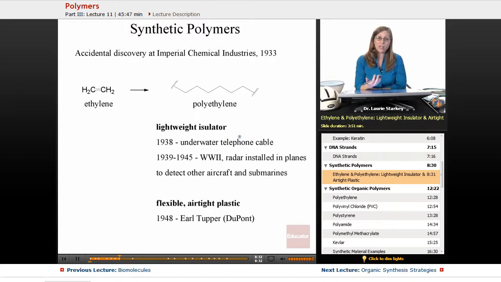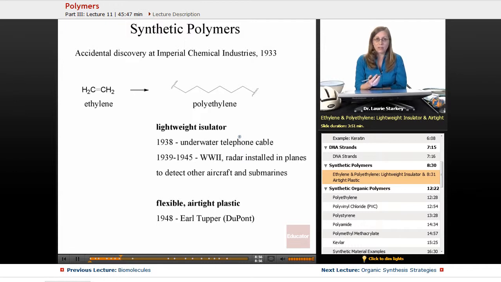So nature does provide us with certain polymers, but where it's really come into our everyday lives and really improved our lives through chemistry is with synthetic polymers. So that's where we develop polymers in the lab. Now this was actually an accidental discovery in 1933 at the Imperial Chemical Industries company in Great Britain.